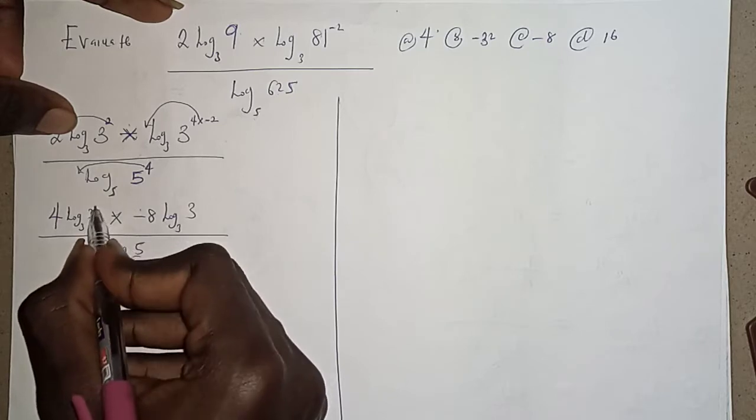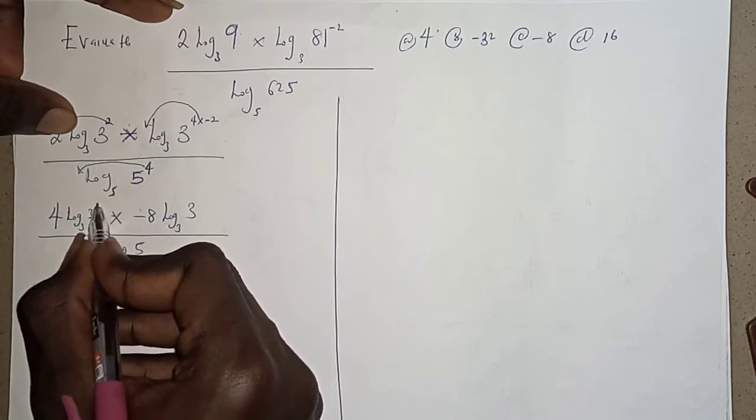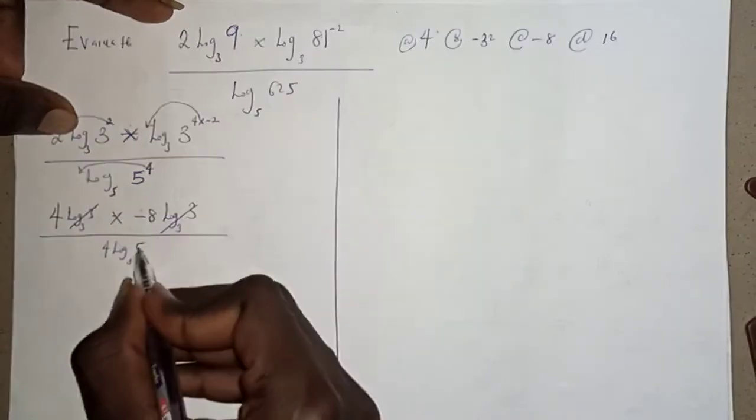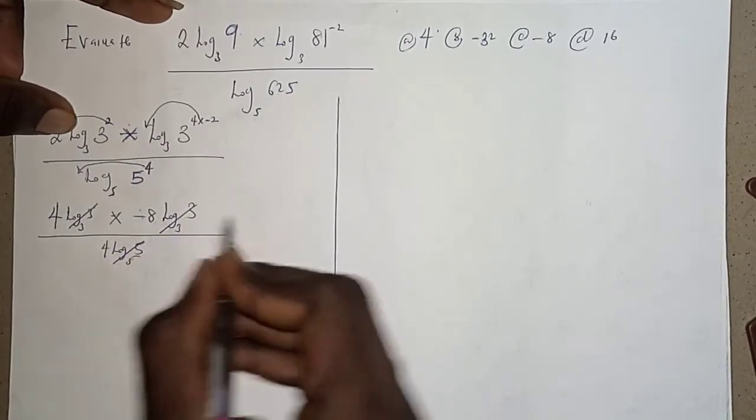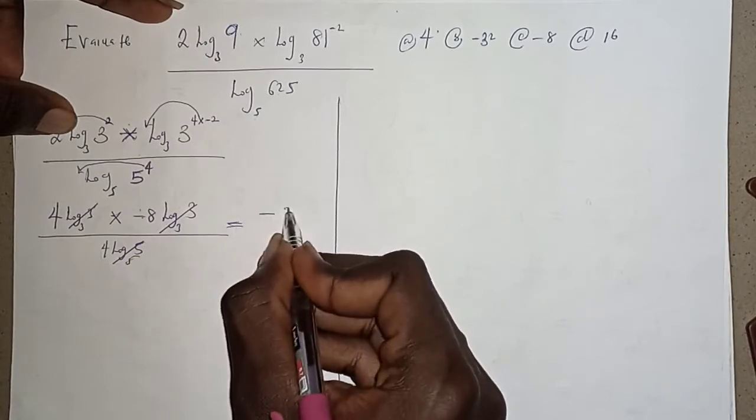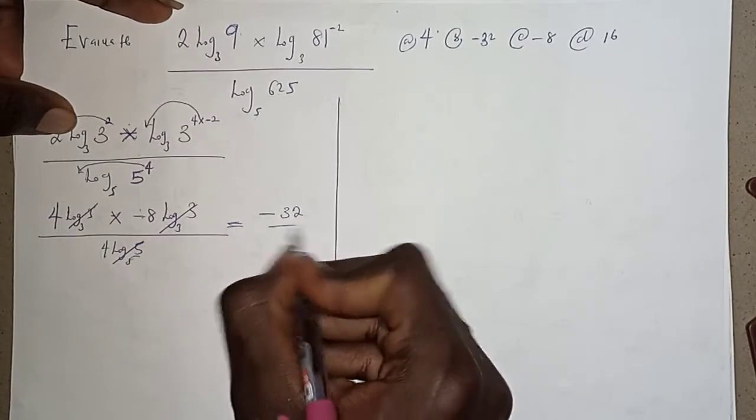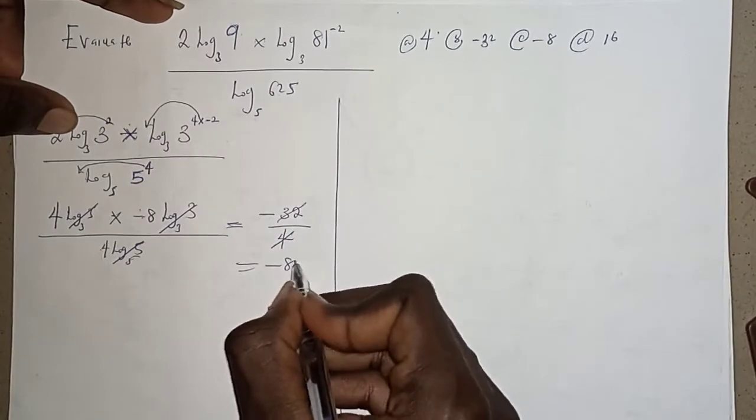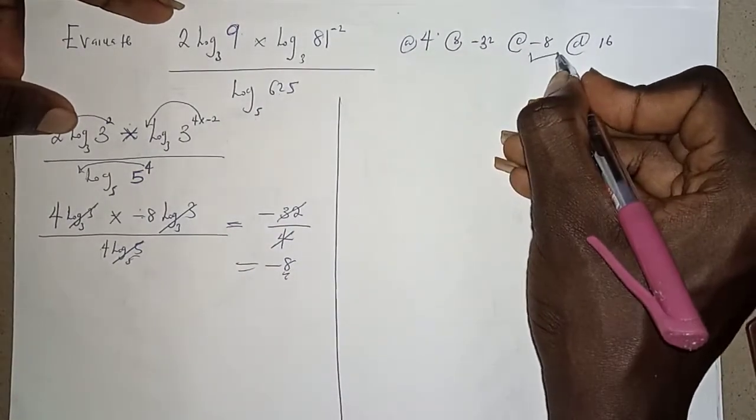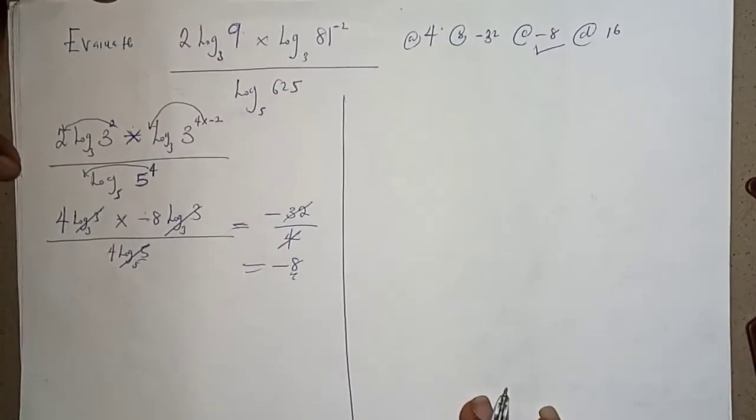And log 3 base 3 is the logarithm of its own base law. You remember, it is 1. Log 3 base 3 is 1. This one is also 1. So whatever I have left now is 4 times minus 8, and that is minus 32. And then divided by 4. So if this 4 cancels this 32, I have minus 8. So minus 8 gives the correct answer to that question. So I hope that is clear.